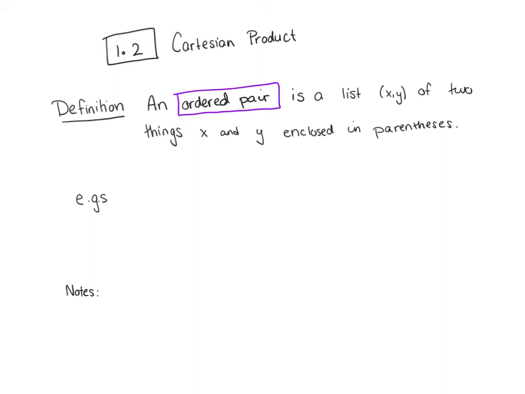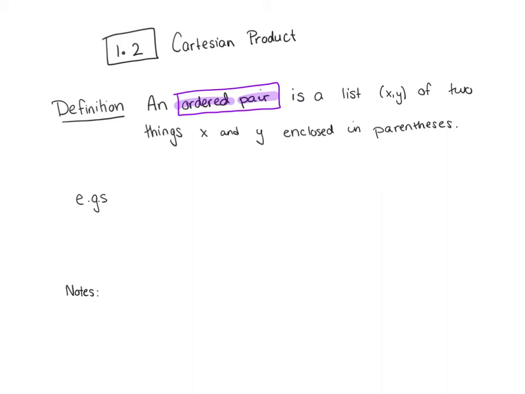So we have that it's ordered, so the order matters, and it's a pair, so there's two things in the list. So before, when we were talking about sets, you could have any number of things. The order didn't matter. But now I want to think about order mattering, but I want to restrict myself to only having two objects. Right? So we're used to seeing things like this.